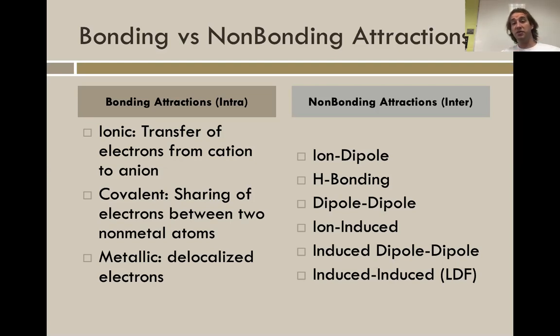We could also have an induced dipole-dipole. So for example, if we had water, which is polar, and our methane, which is non-polar, if the negative side comes up, it's going to induce just like the ion did, but it's not going to be as much. This doesn't have as big of a charge as a full 1 plus or 1 minus. And so as a result, this attraction is a little bit weaker. It's not as strong in between our intermolecular forces here.